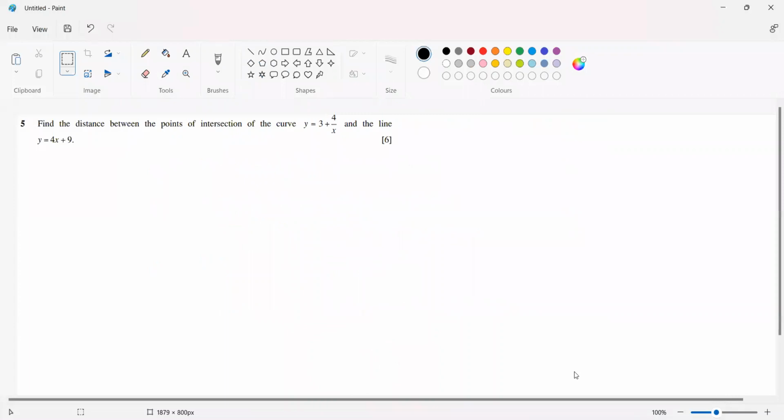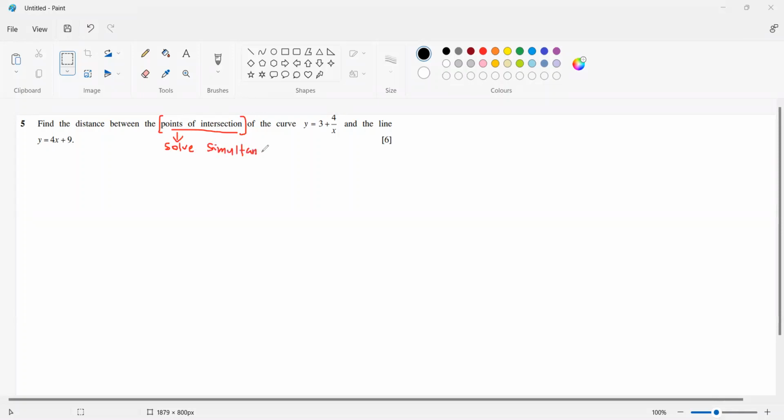Find the distance between the points of intersection of the curve y equals 3 plus 4x and the line y equals 4x plus 9. So the first thing is to find the points of intersection. And to get this, we need to solve simultaneously.